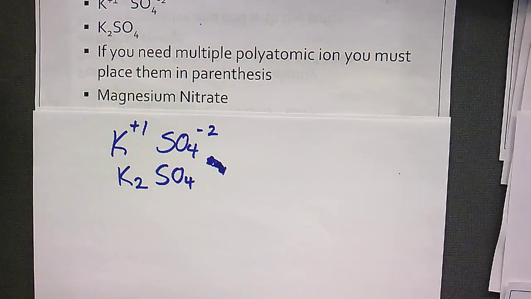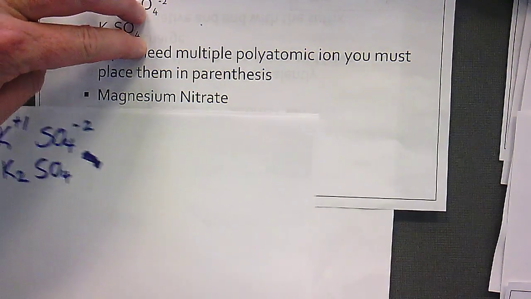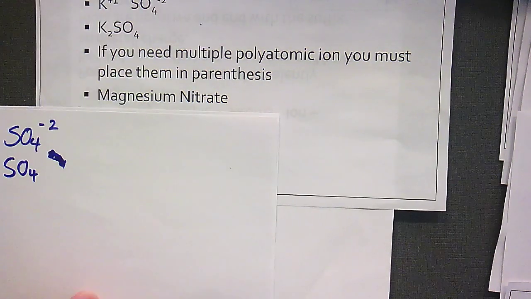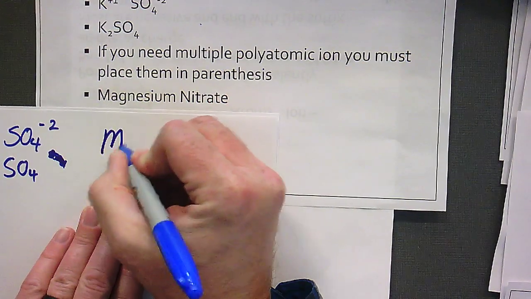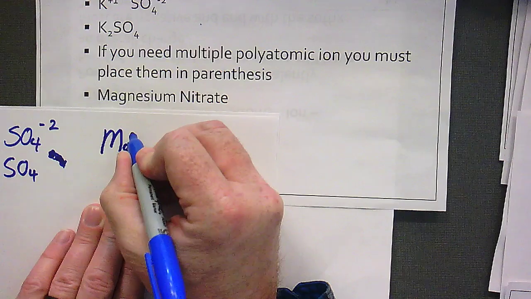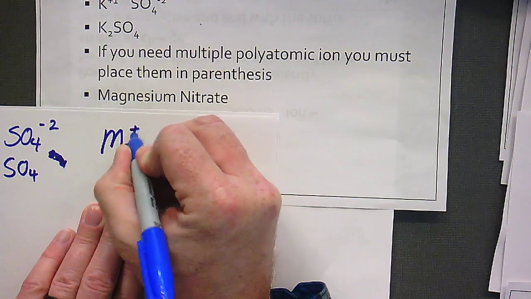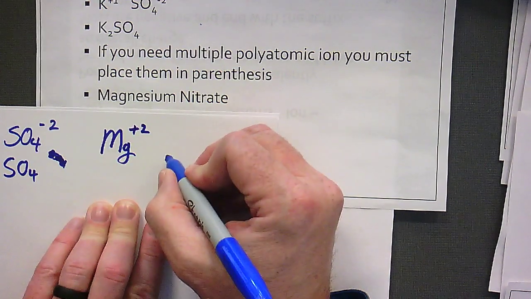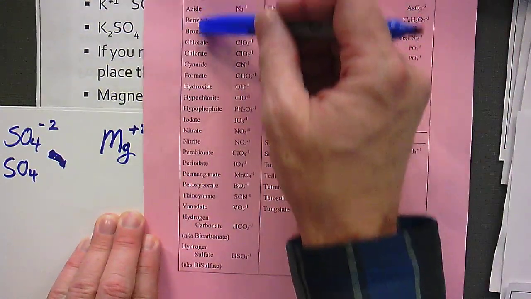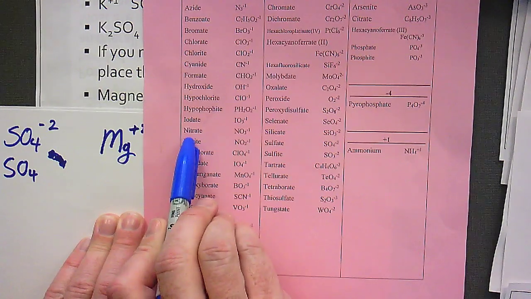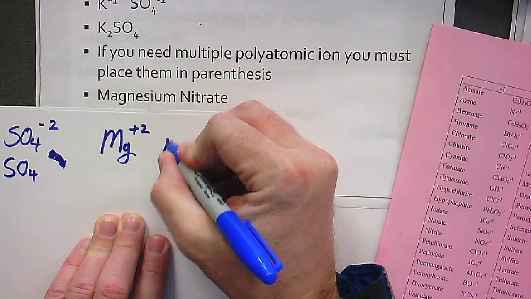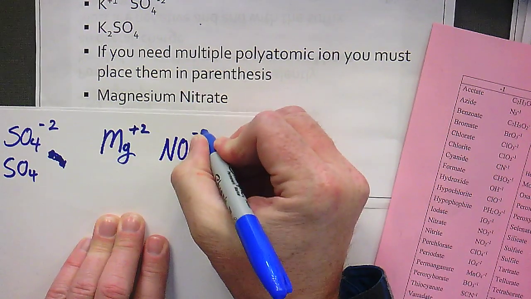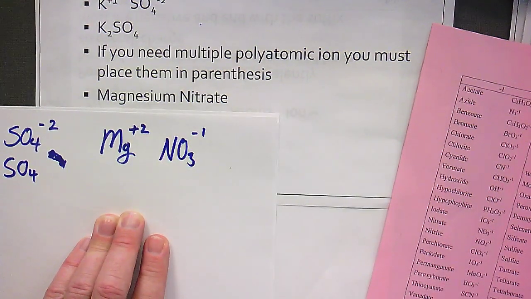Magnesium nitrate. All right, magnesium nitrate. What's the symbol for magnesium? Mg. And what is the charge for magnesium? +2. What is nitrate? Oh, we've got to go to our sheet because it's got an ATE. We go down looking for N's. Oh, the very first N is nitrate. And it is NO3, and it is -1. You guys see that?